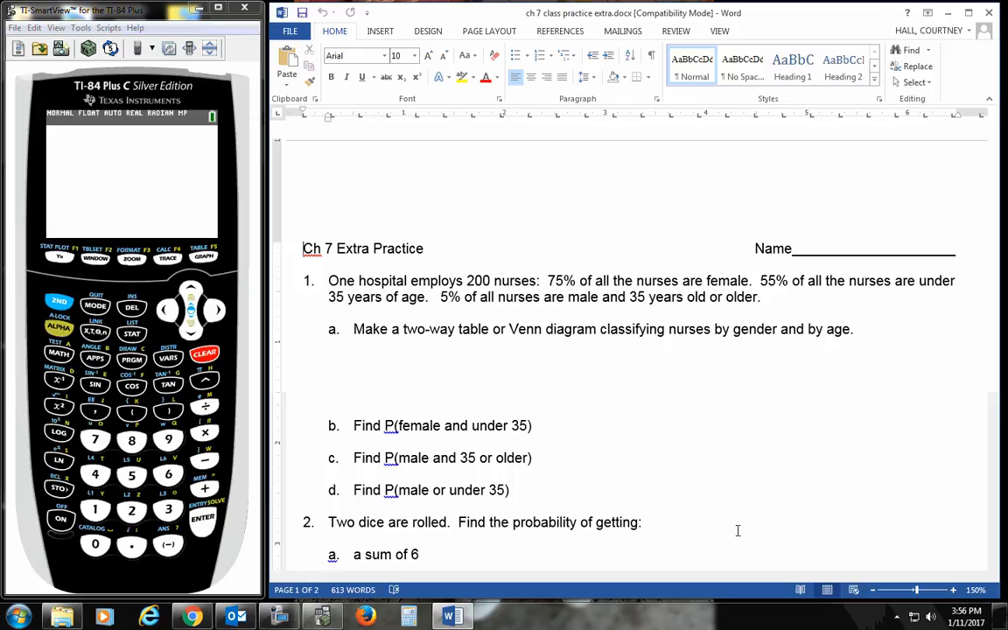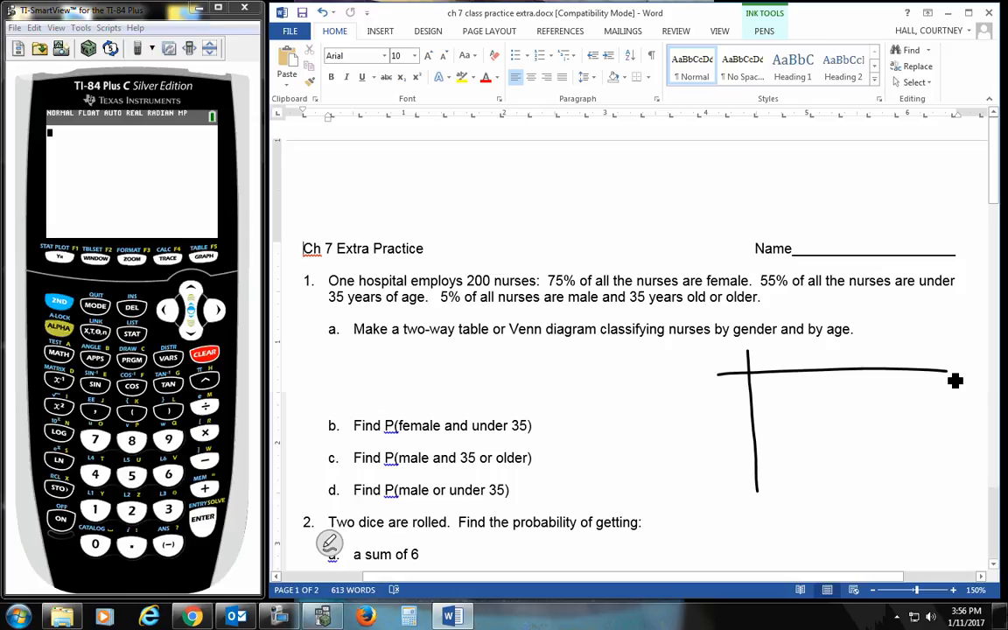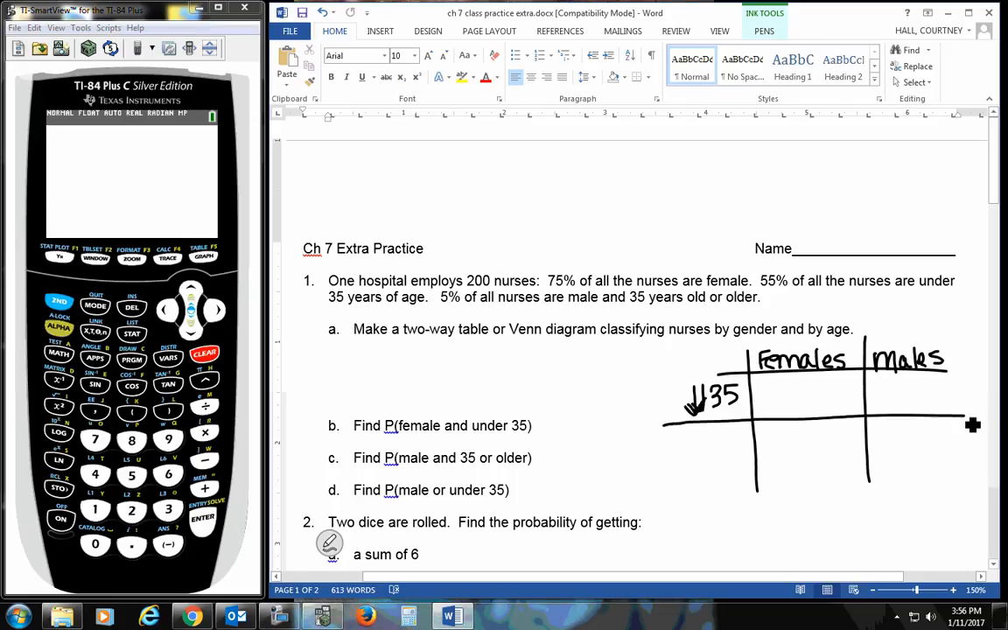I found that doing the two-way table was easier for this problem. So we have males and females, and then we have either under 35 years of age or over 35 years of age. So when I created it, I did females just because that's what they talked about first. And then I did males. And we want to do under 35. Sorry, my alignment's not the best, and then over 35, okay?